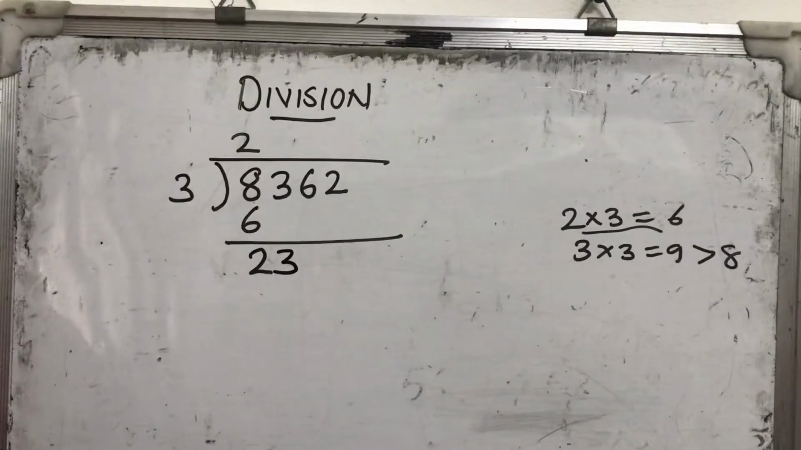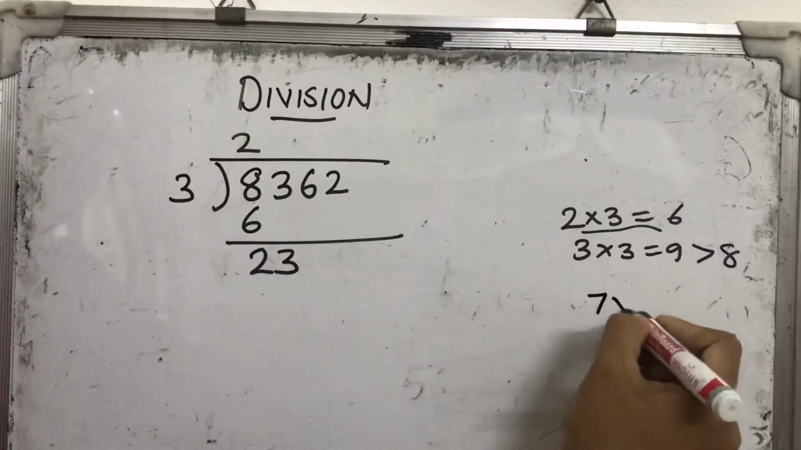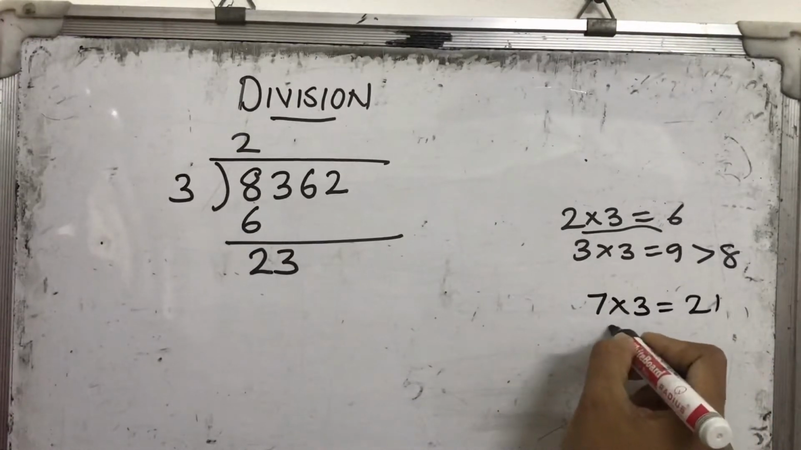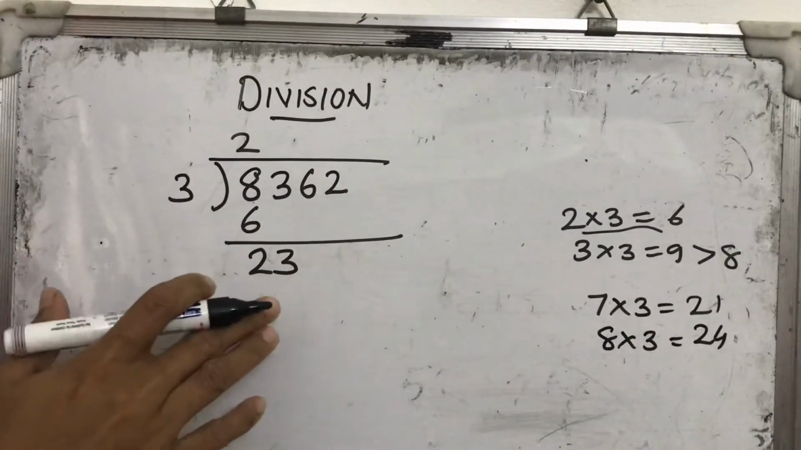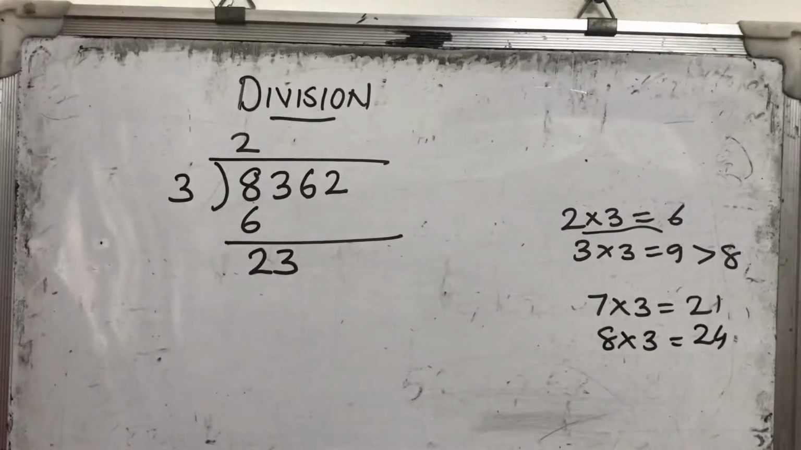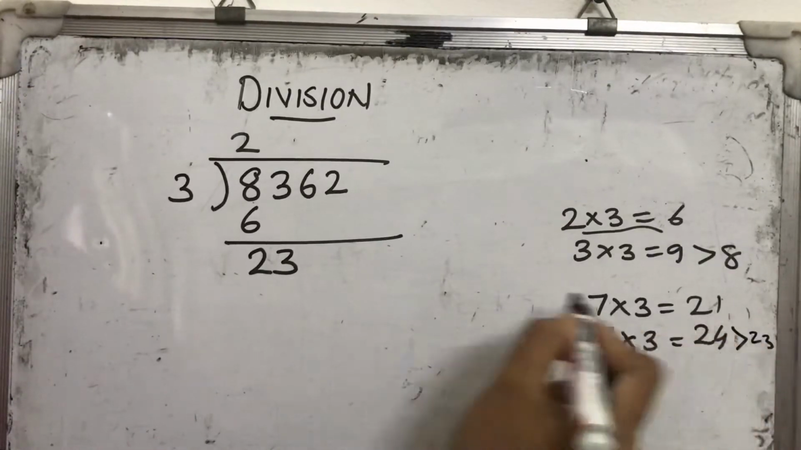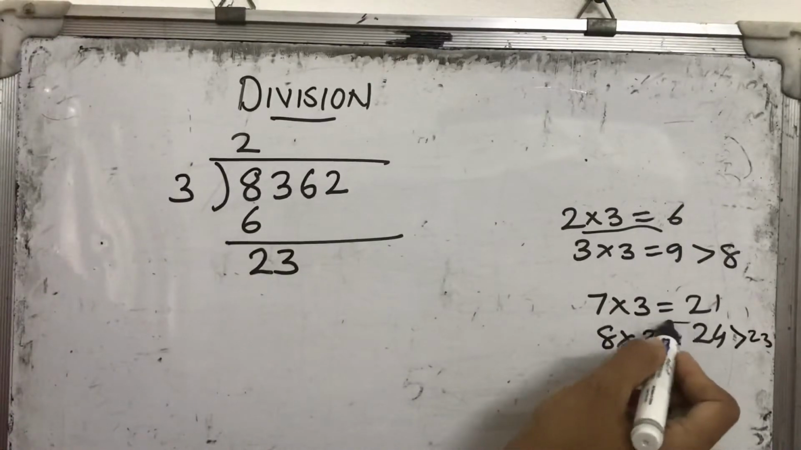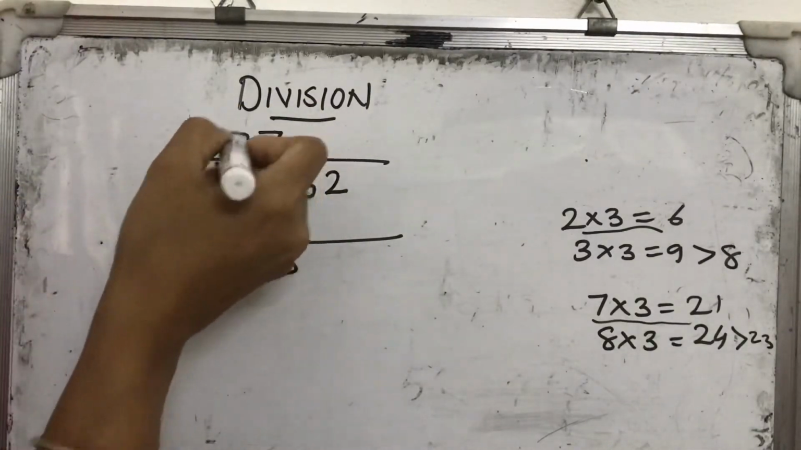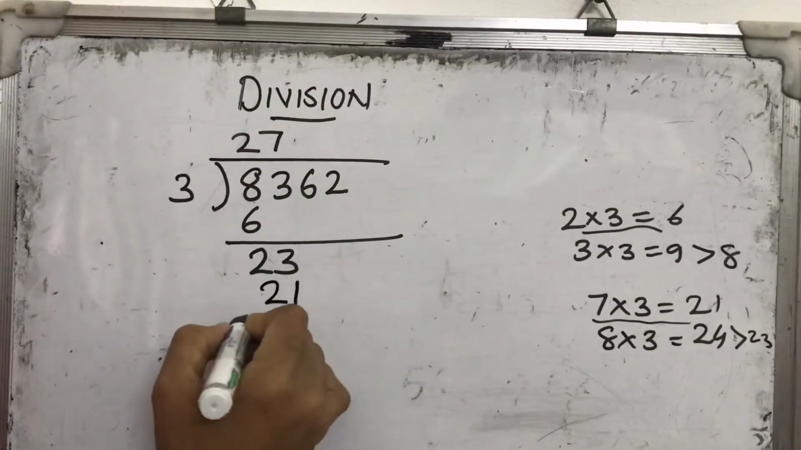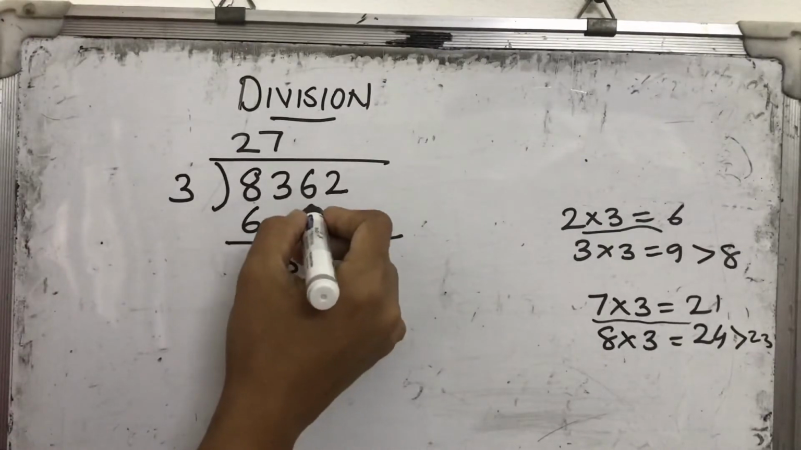Now the number is 23. 23 divided by 3, how much? In the multiplication table of 3, 7 into 3 is 21, and 8 into 3 is 24. So we are finding the multiple nearest to 23. One number we got is 21 and the second one is 24. But we know 24 is greater than 23. So which multiplication fact do we want to take? This one. 7 into 3, 21. So 23 divided by 3 will be 7. Then 7 into 3, 21. Then subtracting 3 minus 1, we will get 2. Then bring down the next digit 6.